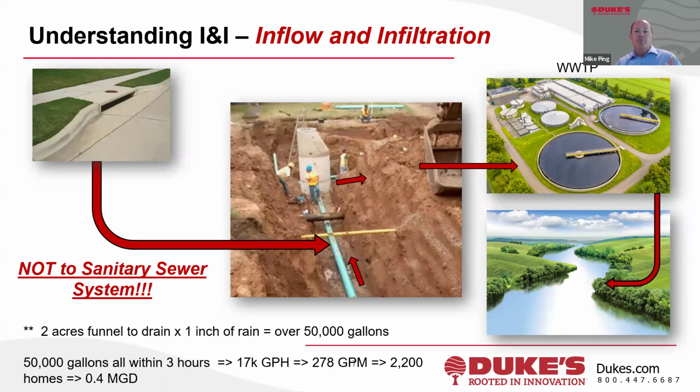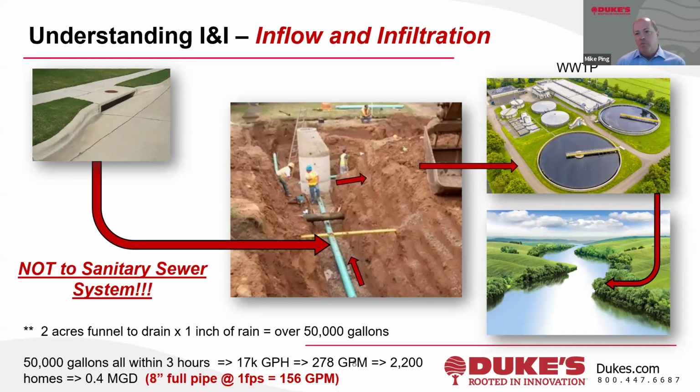That's 0.4 MGD, right? So that's one single defect, right? So I&I can have a big impact. And in the red at the bottom, just for entertainment purposes, the way this math works out, there's a lot of 8-inch pipe out in the collection systems across the US.